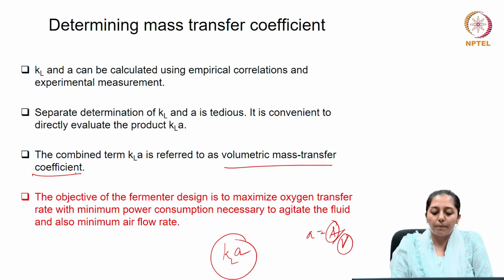The objective of the fermenter design is to maximize the oxygen transfer rate with minimum power consumption necessary to agitate the fluid and also minimum airflow rate. So, that should be the objective, so that at minimum cost we are able to provide maximum oxygen transfer for growth. So, the two things, please remember: minimum power consumption necessary to agitate the fluid and also minimum airflow rate to maximize the oxygen transfer rate.